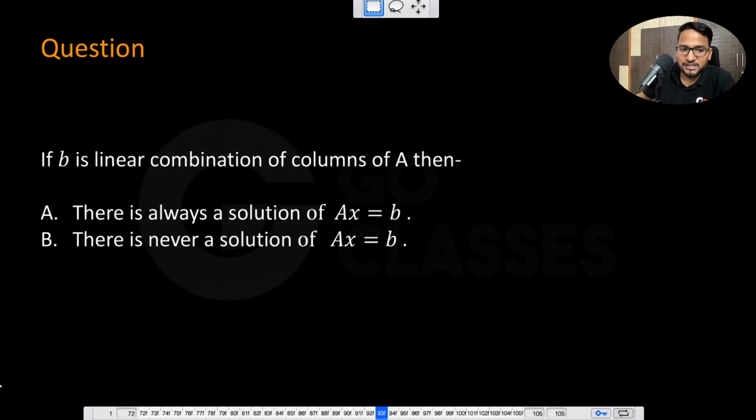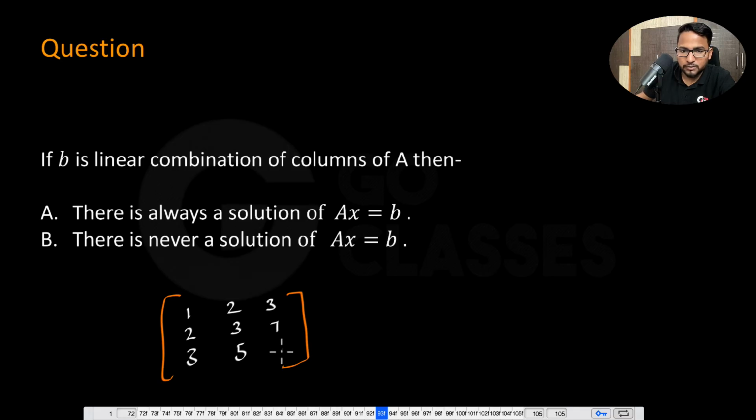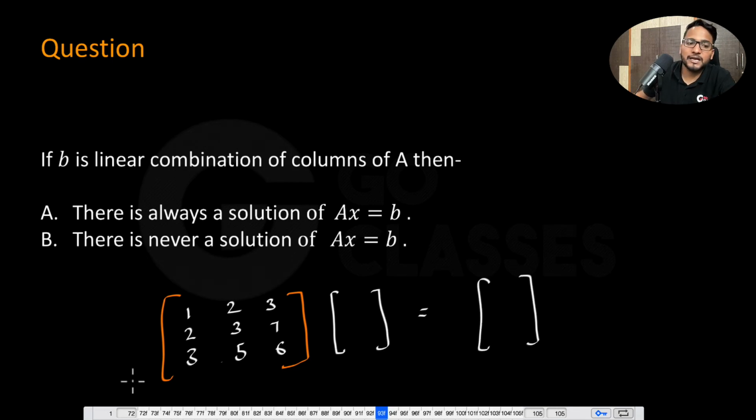See, whenever I say solution, it means they're asking about the value of X. They're always given A, they're always given B. Now what they're saying is that A is given to you. Let me just take some A, maybe 1, 2, 3, and maybe let me just say 2, 3, 5, and let's suppose this is 3, 7, 6, something, okay. And then this X is unknown to me, and then they are saying this B is actually a linear combination of columns of A.